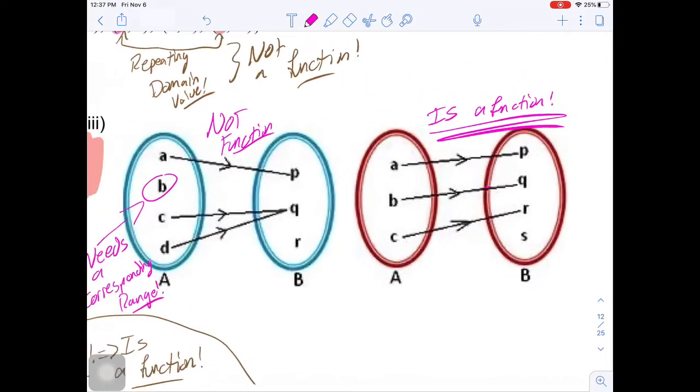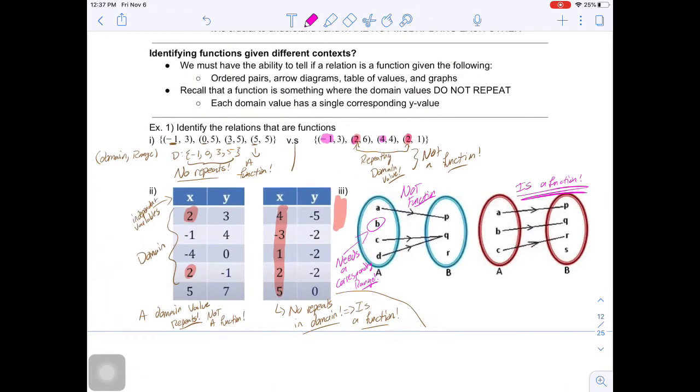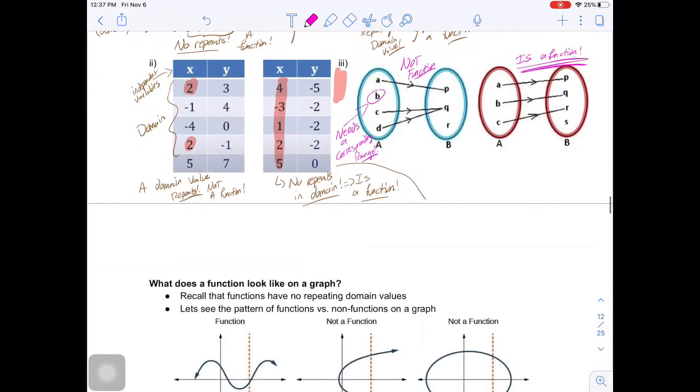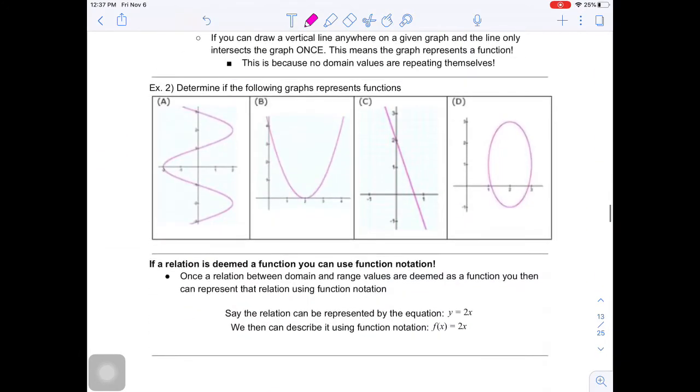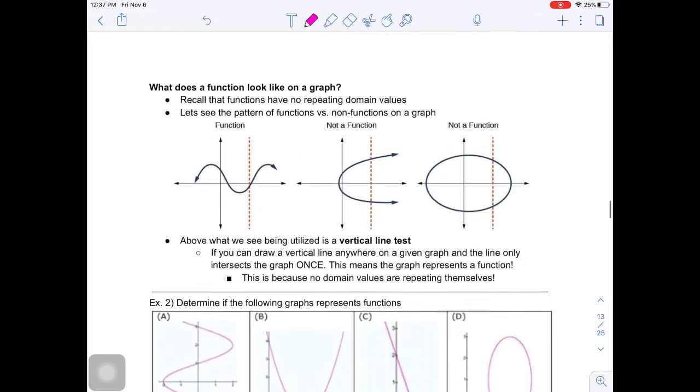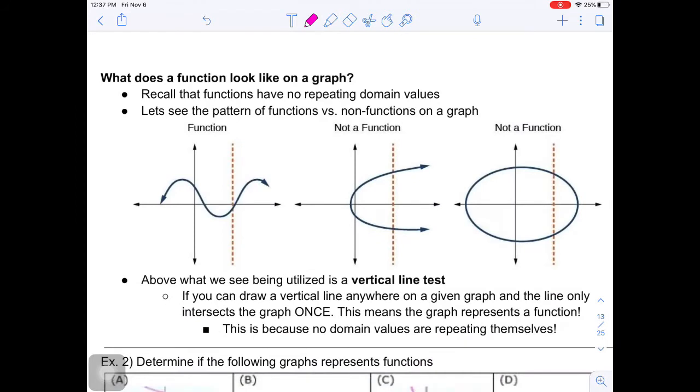Okay, so hopefully that's kind of making sense. That should have been a bit of a review. If things are confusing on what is and what is not a function, you got to come ask some questions. Okay, now let's look at the graphs here. So what does a function look like on a graph?